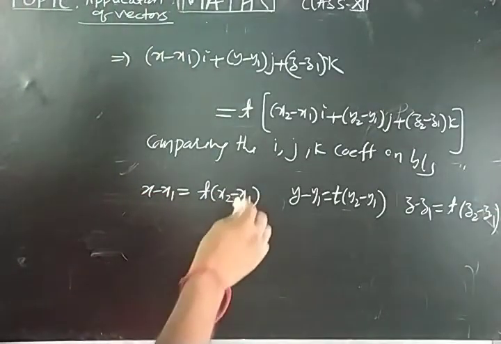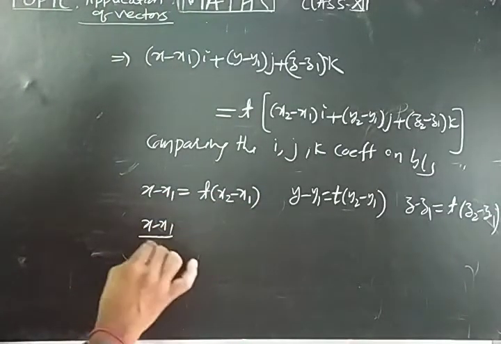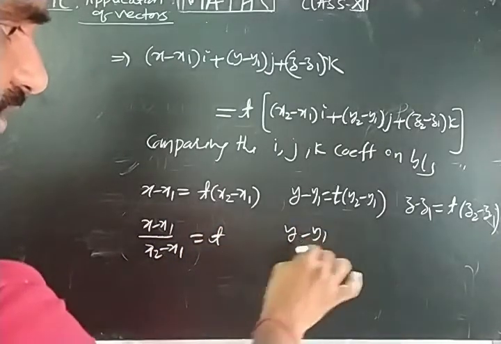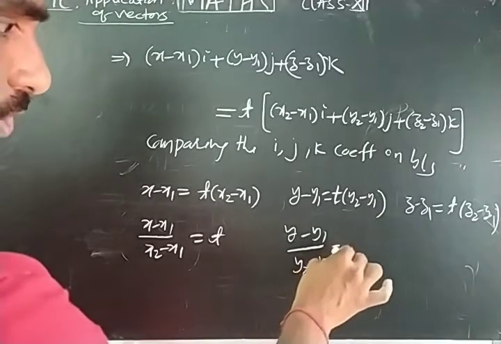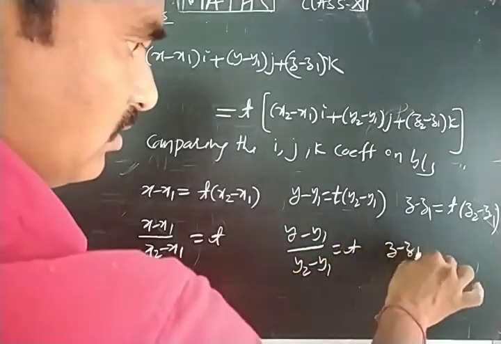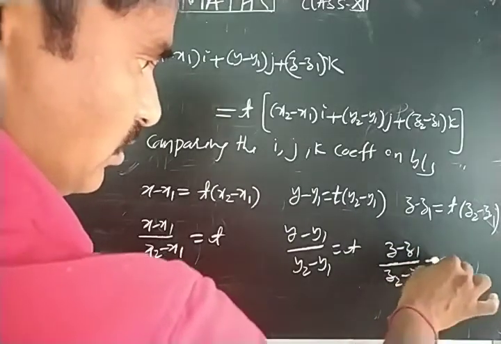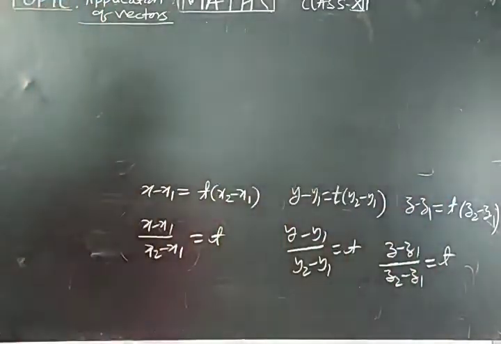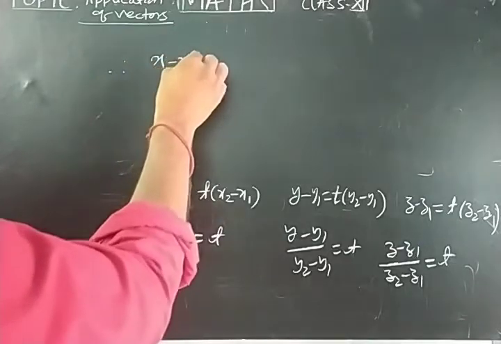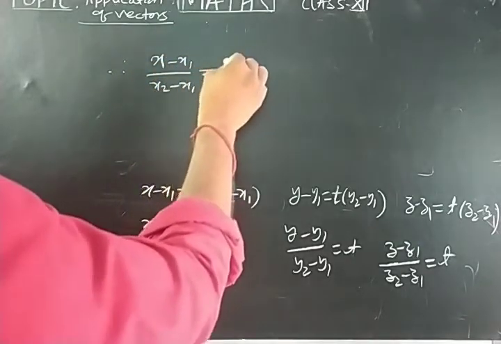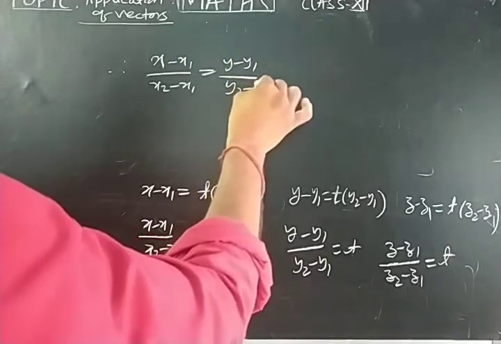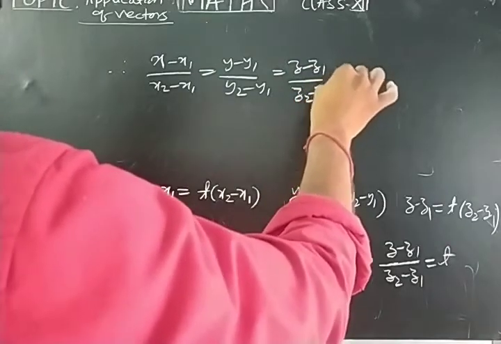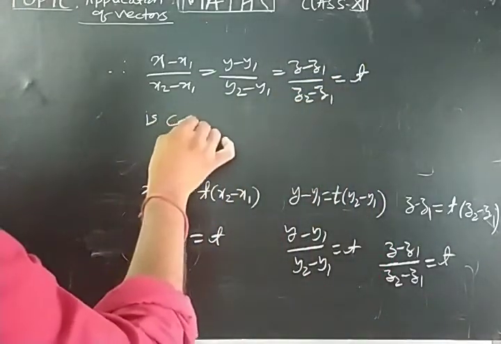Okay. Bring this term to the left hand side, and you will get (x minus x1) by (x2 minus x1) equal to t. (y minus y1) by (y2 minus y1) is equal to t. (z minus z1) by (z2 minus z1) is equal to t. Right? Every ratio is equal to t. So we can write the equation in Cartesian form as (x minus x1) by (x2 minus x1) is equal to (y minus y1) by (y2 minus y1), equal to (z minus z1) by (z2 minus z1), equal to t. This is called Cartesian form.